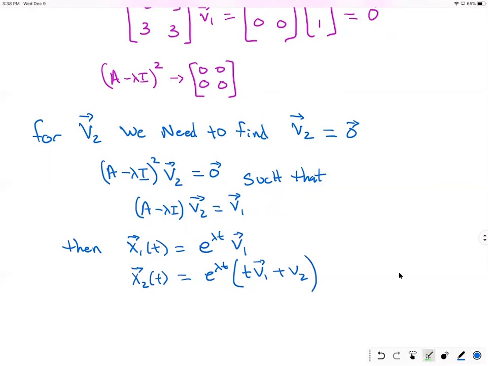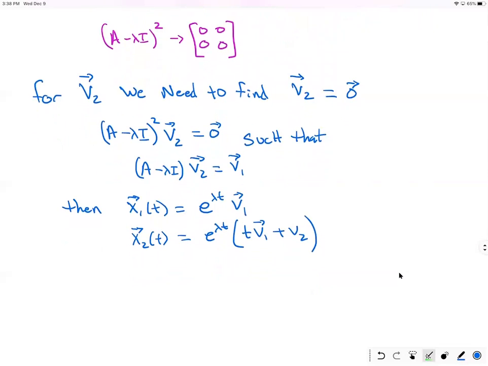And the reason we're multiplying by t is, if I distributed this, e to the lambda t times v1 without the t, they would be equal. And so therefore they would not be linearly independent. But when I multiply by this t, I get this situation of linear independence. So this is the case.